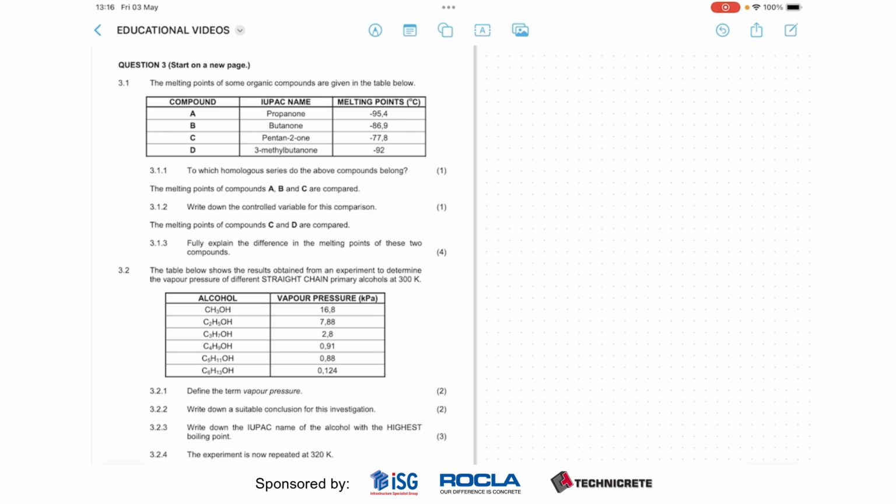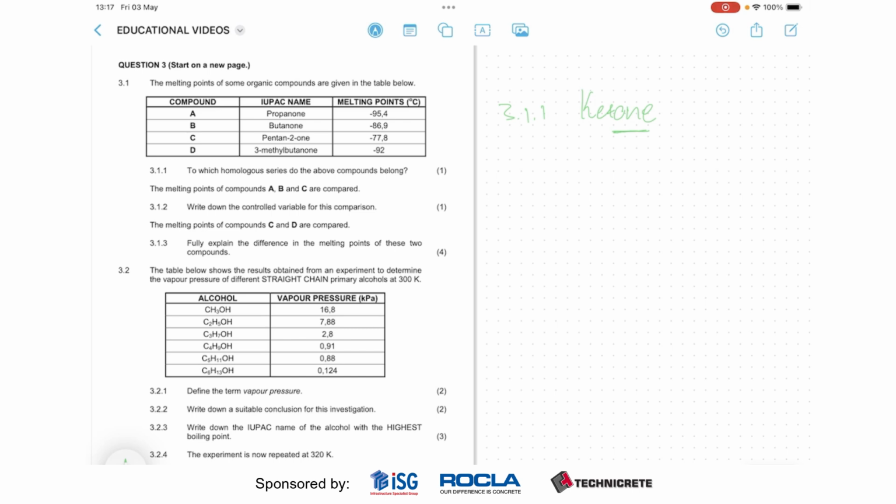The melting points of some organic compounds are given in the table below. We have propanone, butanone, pentan-2-one, and 3-methylbutanone. To which homologous series do the above compounds belong? Well, they all end in the same suffix, O-N-E, and we know that that comes from ketone. That's where the suffix O-N-E comes from, and they're all the same. So the answer to 3.1.1 is ketone.